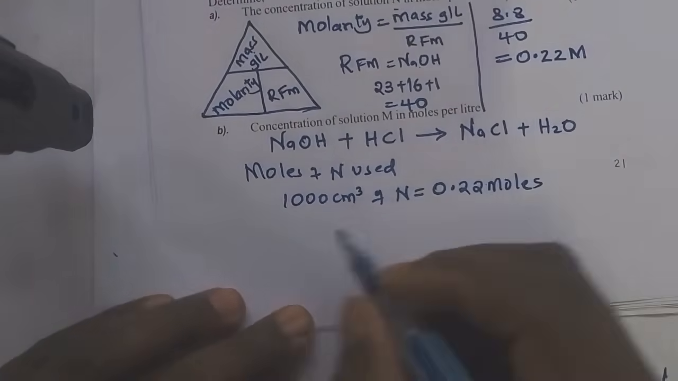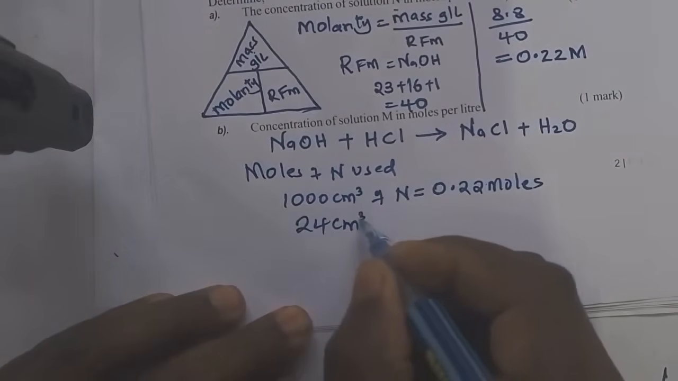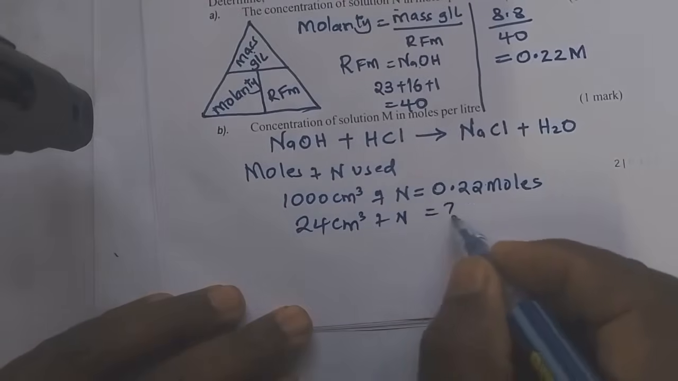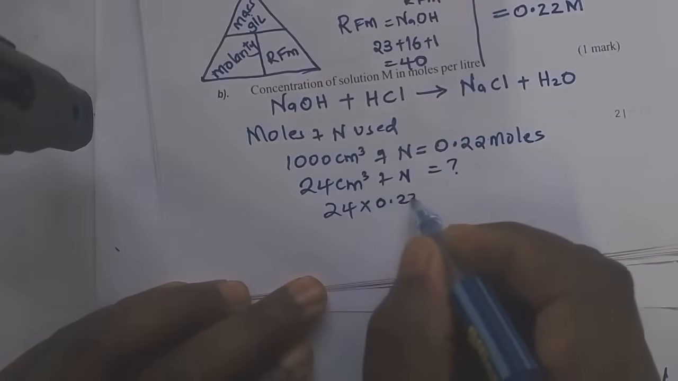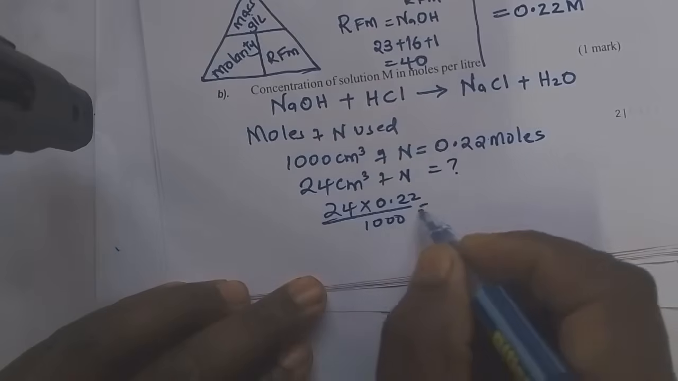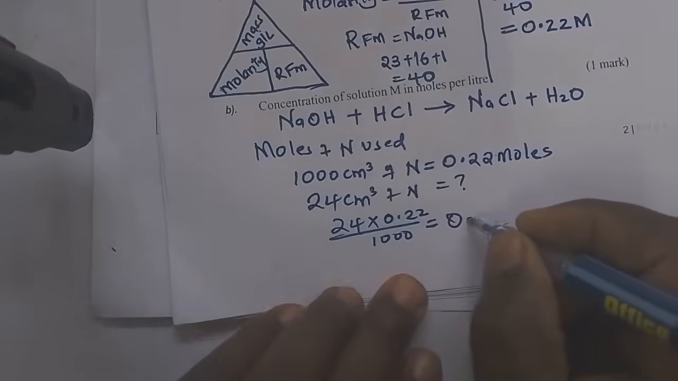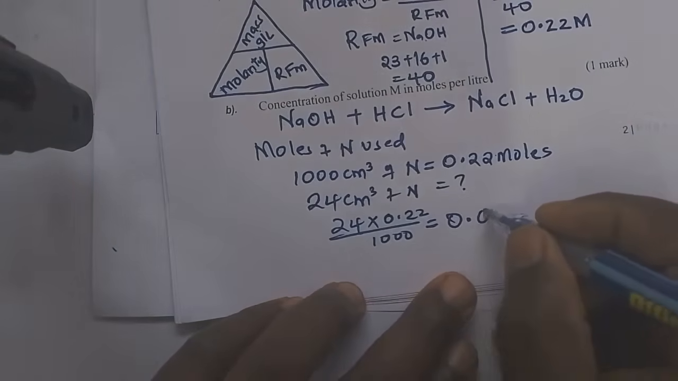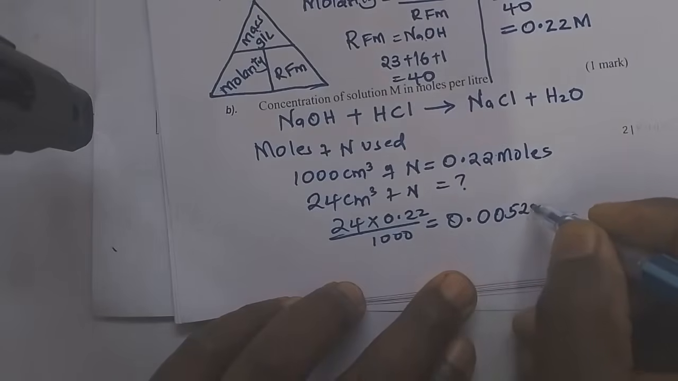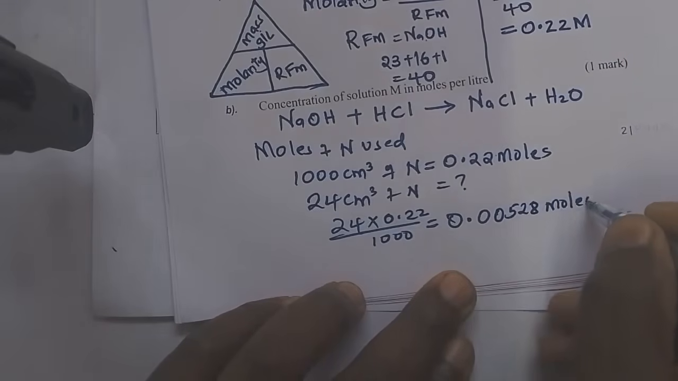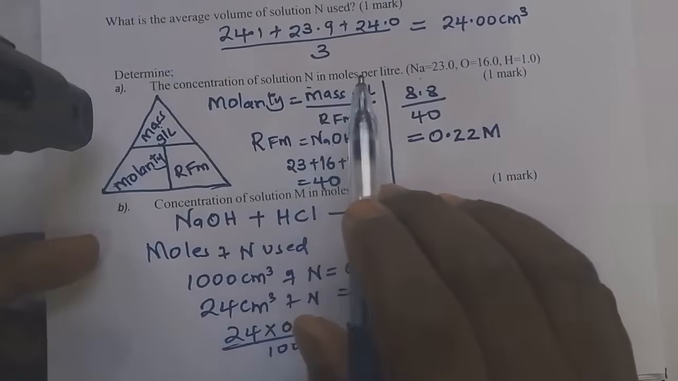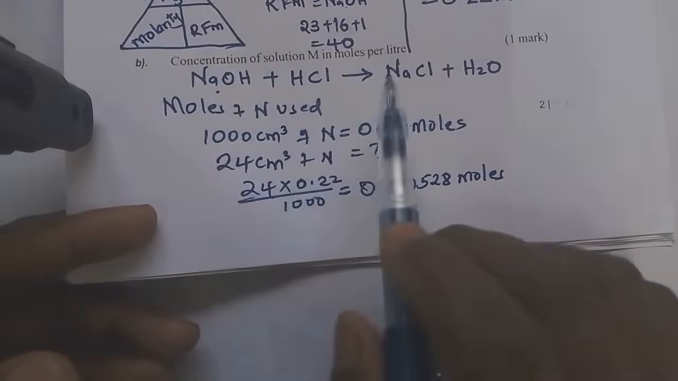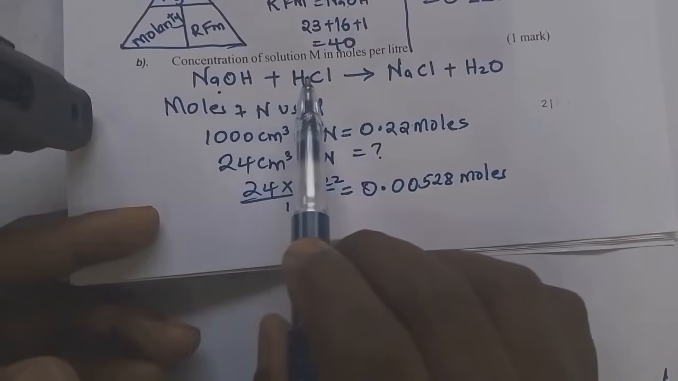Then now we will find out 24 centimeters cube of solution N will contain how many moles. Therefore, we will say 24 times 0.22 divided by 1,000, and this one will give us 0.00528 moles. Now, this is the number of moles of N used, that is sodium hydroxide. But the ratio here is 1 to 1. It means the number of moles of sodium hydroxide is the same as the number of moles of HCl.